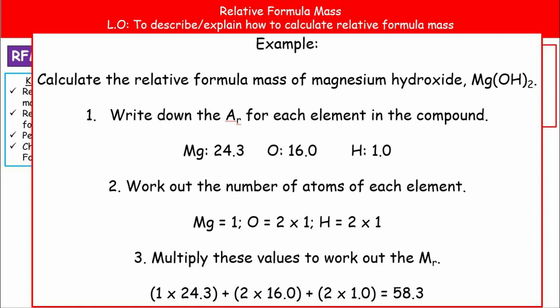The last thing we need to do is multiply our relative atomic mass for each element by the number of atoms of that element, and add them all together at the end. So we've got 1 magnesium, so 1 times 24.3, and then we add our 2 oxygens, 2 times 16, and our 2 hydrogens, 2 times 1, which gives us a relative formula mass of 58.3. Make sure you've got that example jotted down so you can see the stages. If you need a little bit longer to get that done, then hit pause on the video.